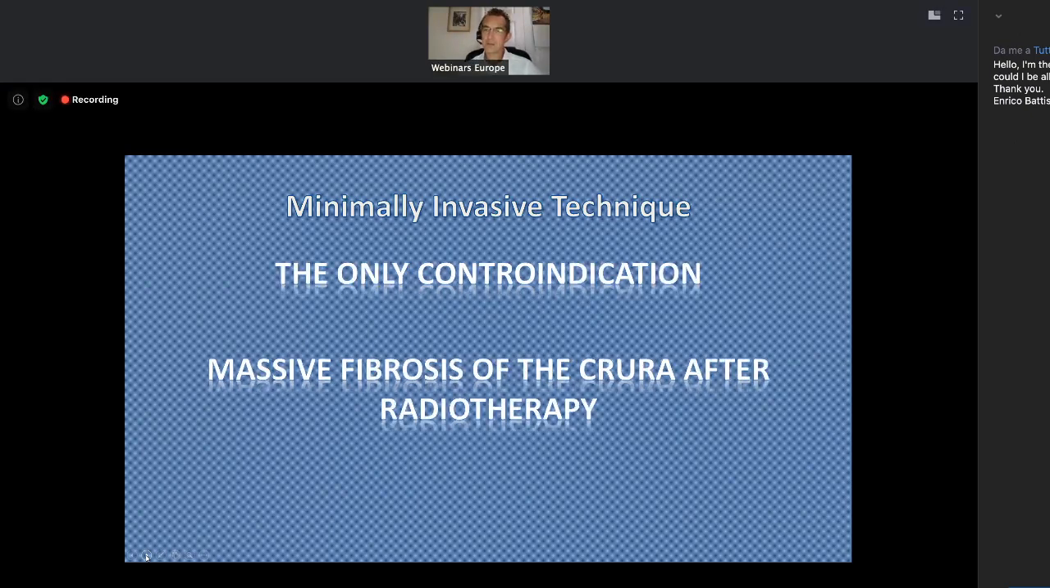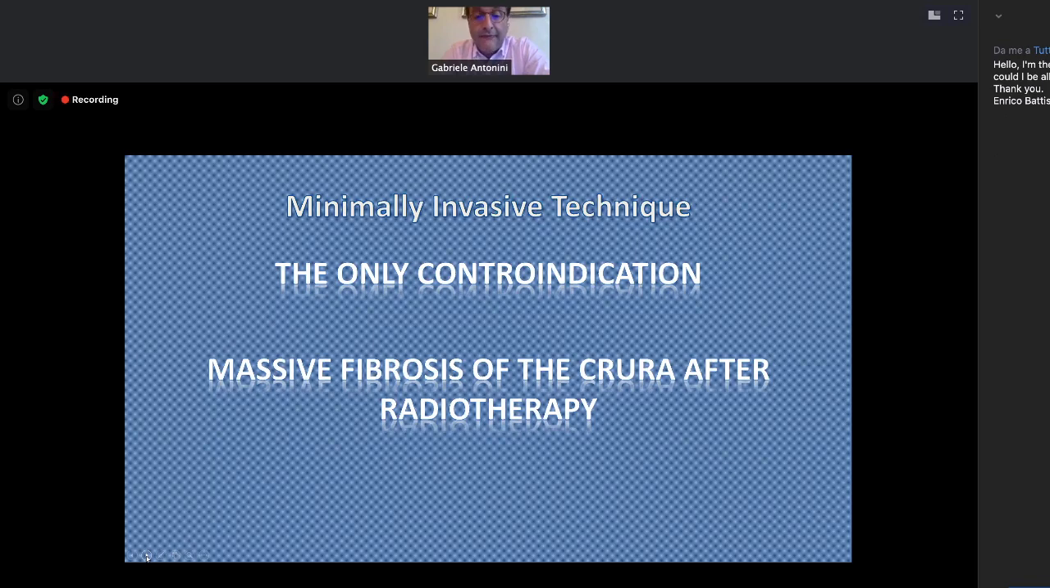Gabriella. Okay. The only contraindication, if you haven't experienced, is the massive fibrosis of the crura after the radiotherapy. Why? Because if you have the penoscrotal approach, the length of the proximal part between the incision, the corporotomy, and the distal part of the crura is 6 or 7 centimeters. It's very low. It's very small.